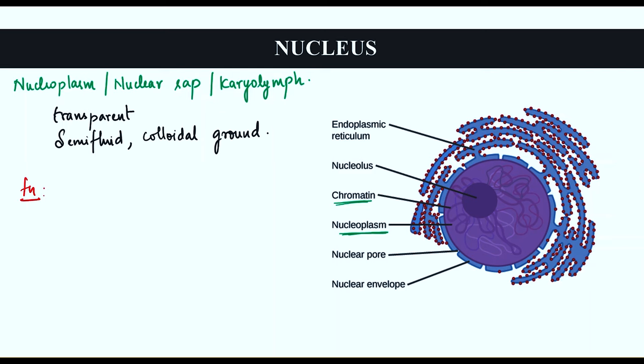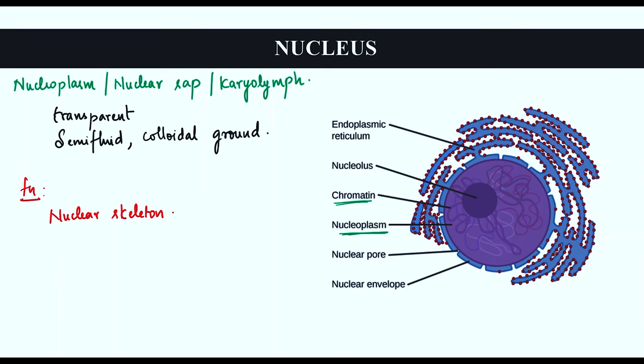It is a nuclear skeleton. What do you mean by nuclear skeleton? It gives a definite shape to the nucleus. That is called a skeleton. If you take a body, what do you call the skeleton? Bones. The skeleton gives the shape of the body. The same thing happens in the nucleus also. So the nucleoplasm gives shape to the nucleus.